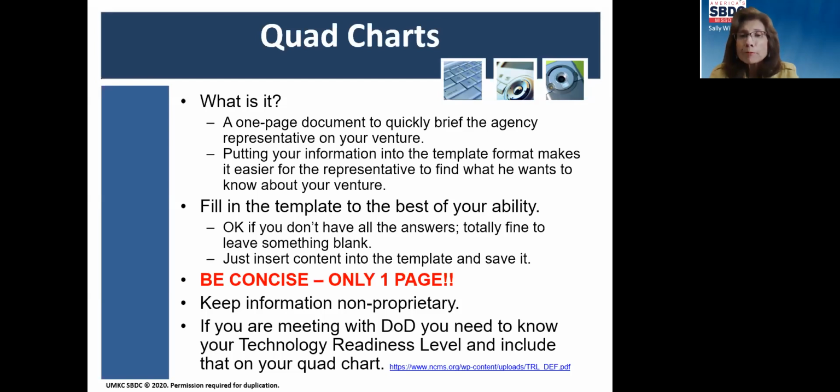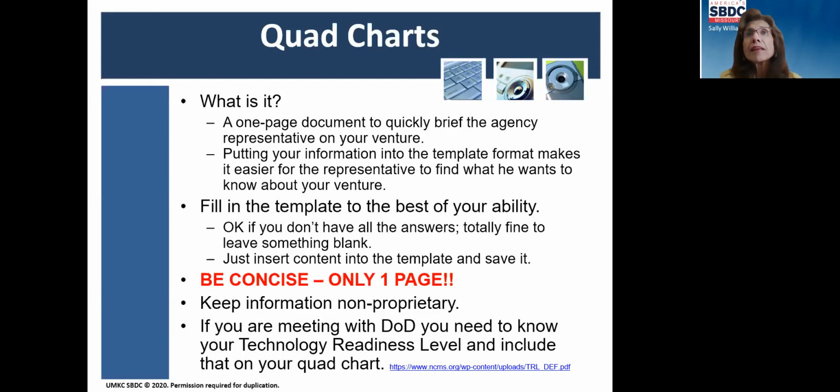But agency representative is the easy way to say it, and it covers everybody when I'm talking about this presentation. But you'll be able to see what that person is called when you get into the information about the agency. Also, putting your information into this template format makes it way easier for the representative to read what you have and compare it to others.